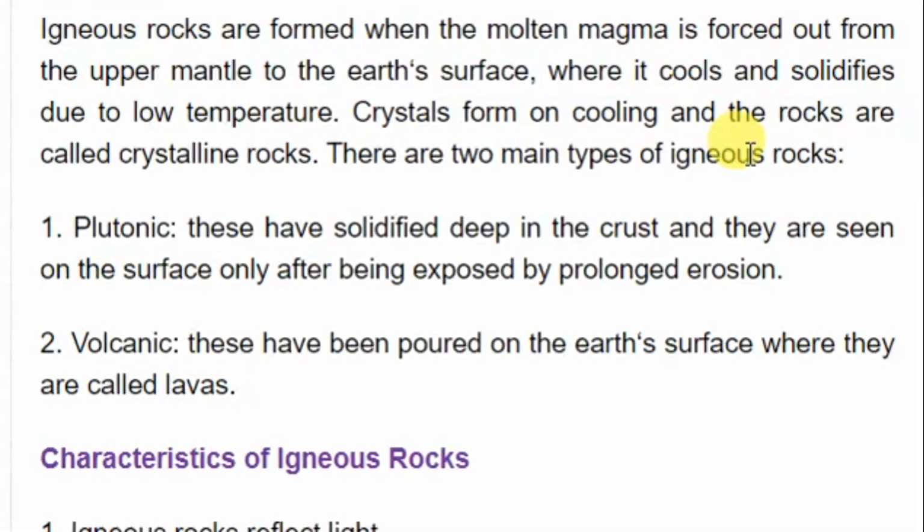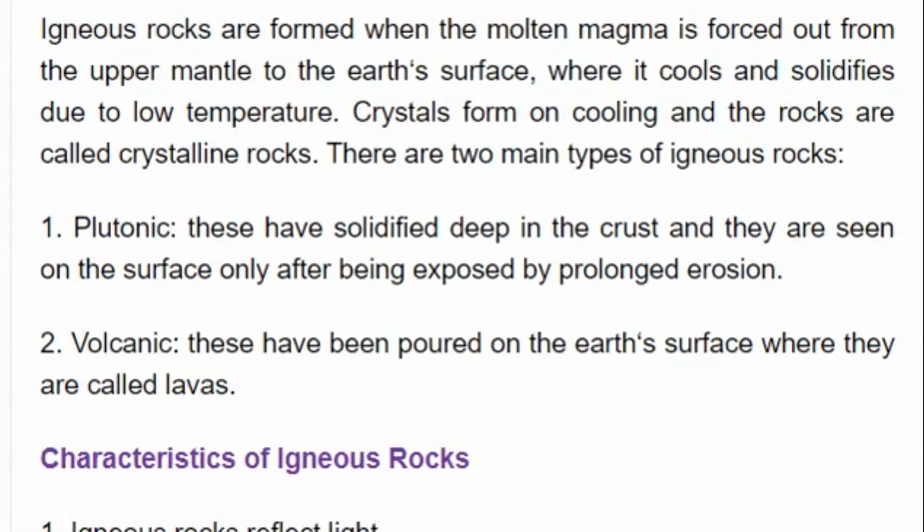There are two main types of igneous rock. First, we have plutonic and volcanic. Plutonic rocks have solidified deep in the crust, and they are seen on the surface only after being exposed by prolonged erosion. Plutonic means that when we have the earth's surface, these rocks are inside.